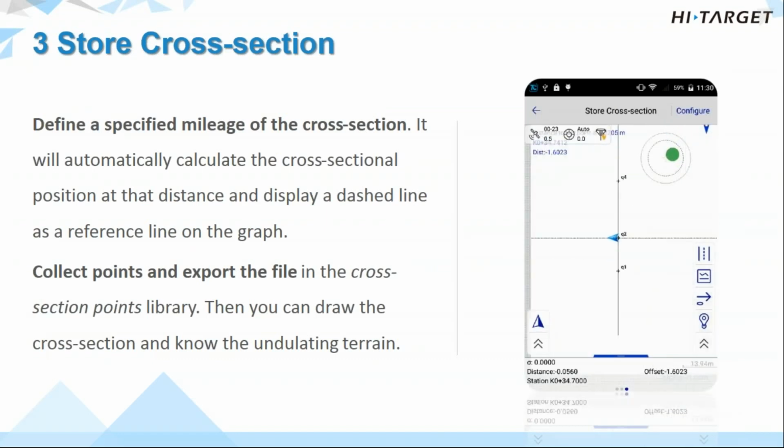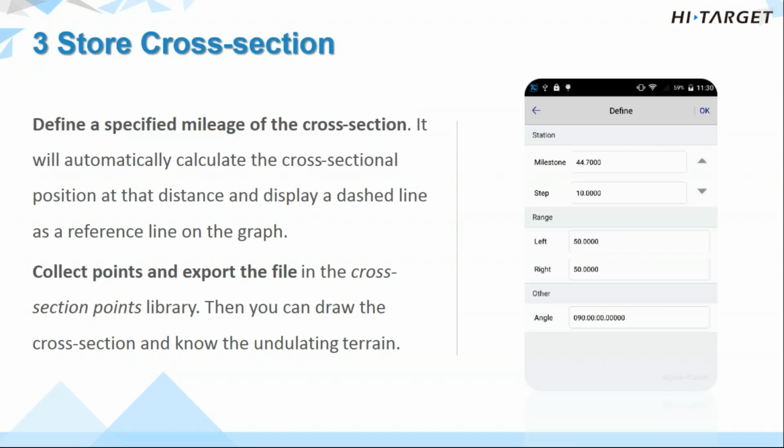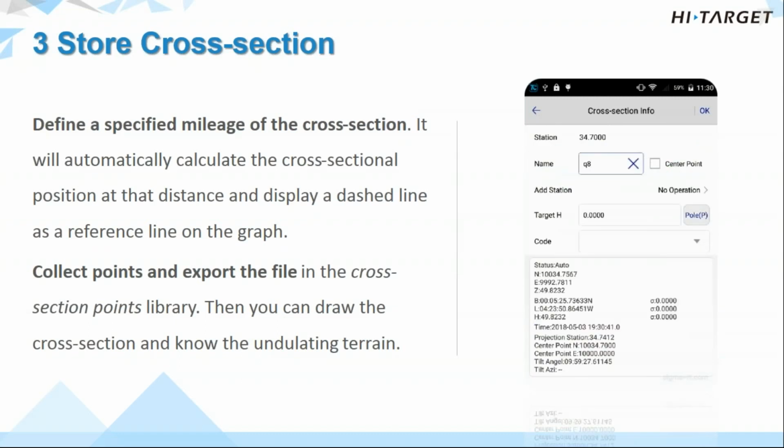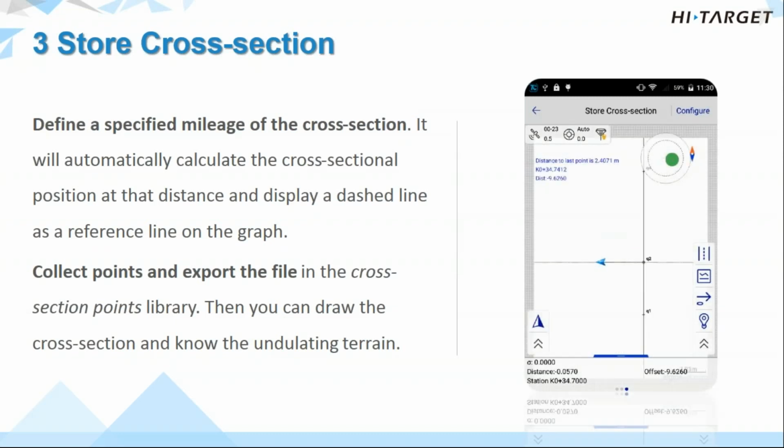Then the third step is to store cross-section. Firstly, you need to define a specified manager of the cross-section. It will automatically calculate the cross-sectional position at that distance and display a dashed line as a reference line on the graph. After that, you can collect points and export the file in the cross-section point library. Then you can draw the cross-section and know the undulating terrain. This is why we need to store the cross-section.